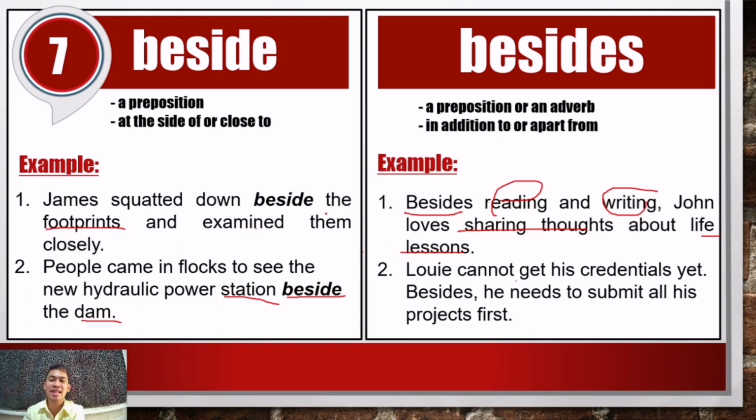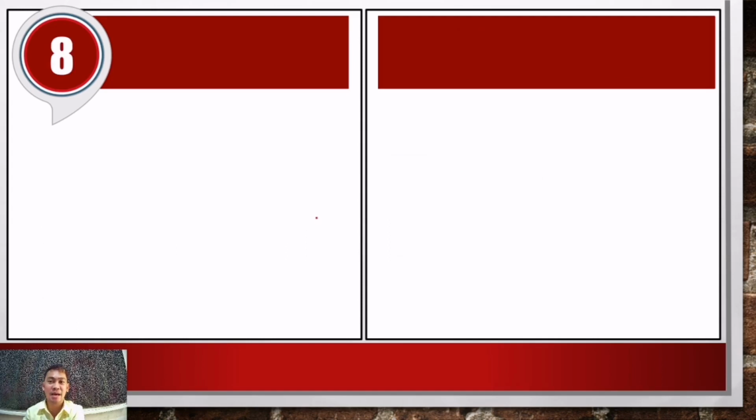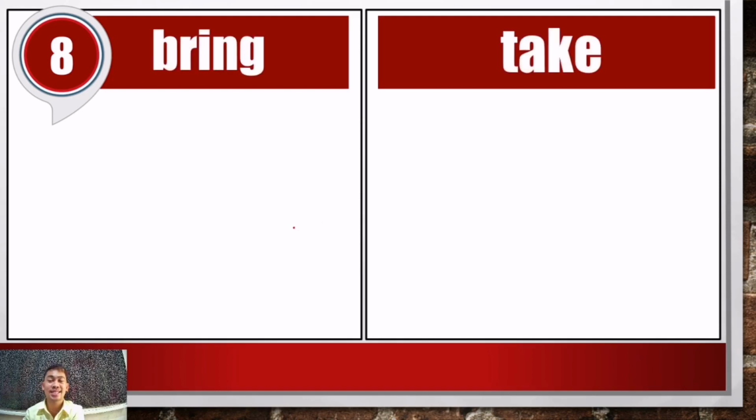So let's go ahead and proceed to our eighth pair of words. And these are the words bring and take. Now, I know this is one of the easiest common usage problems, and I know some of you won't consider this as a problem. However, there are still a few individuals who interchange bring and take. They do not mean the same when it comes to proximity. They mean the same when it comes to carrying things.